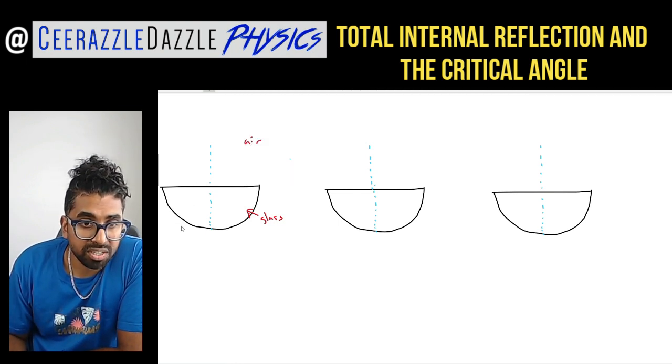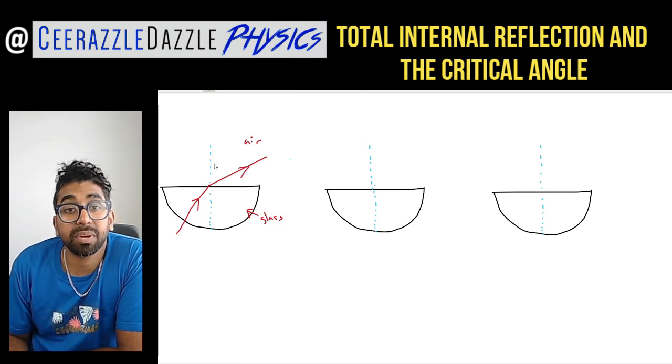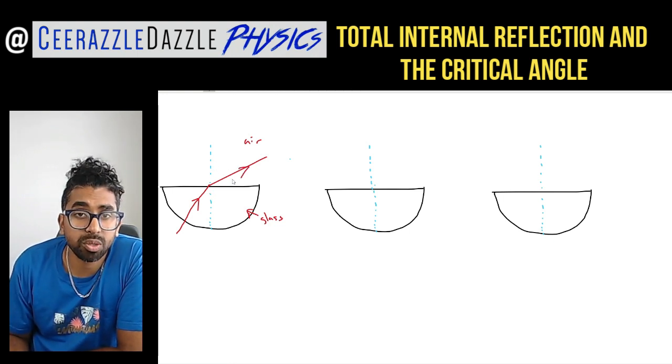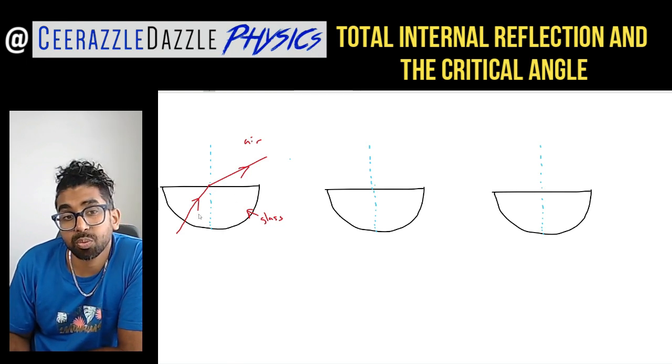First of all, let's say the light comes in over here, hitting it over there. We know that refraction will take place. And look, it's now bent away from the normal. The reason why is that I'm going from more dense to less dense, hence why it moves away from the normal over here.